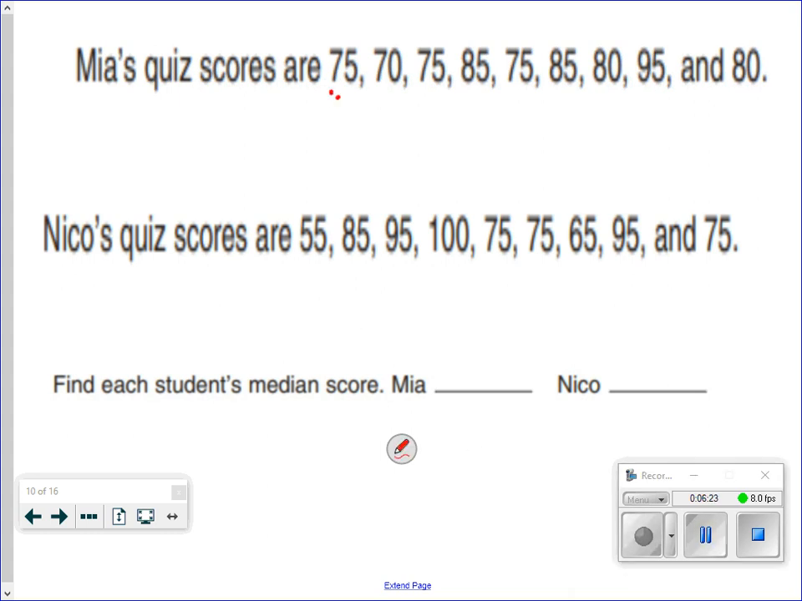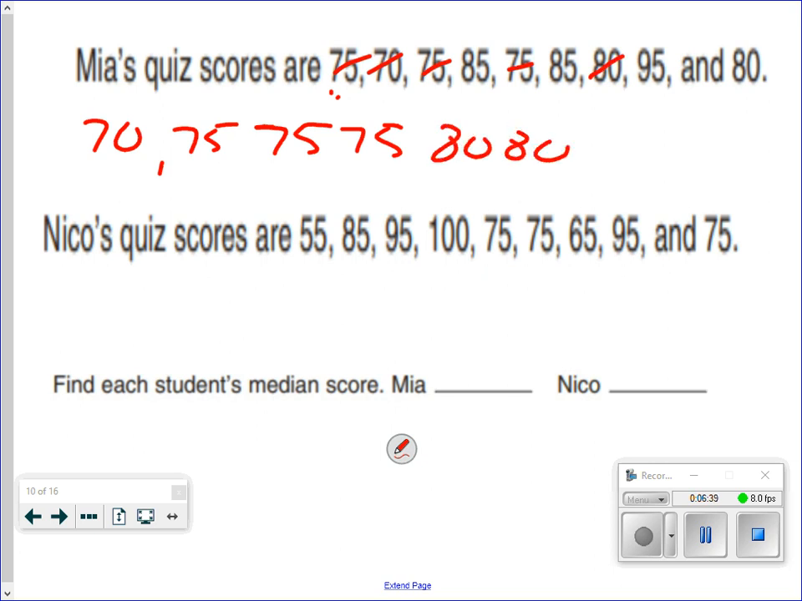Crossing things off as we go. But we've got to put these numbers in order from smallest to largest. Let's take this 70. The next one is the 75s. It takes a little bit of time, but you have to put them in order from smallest to largest. We got two 80s here. And we have the 85s. A little messy there. We have the 95.